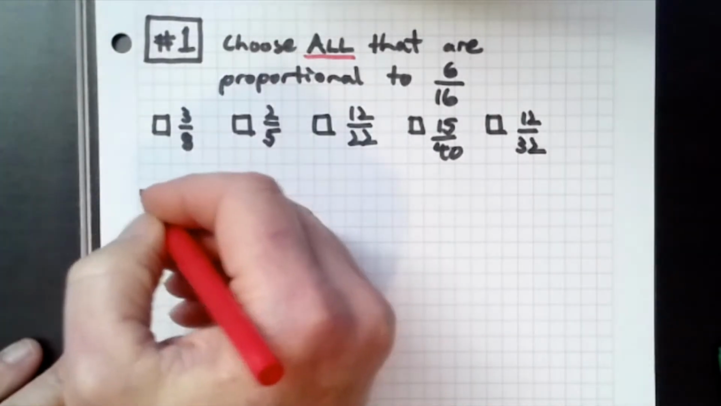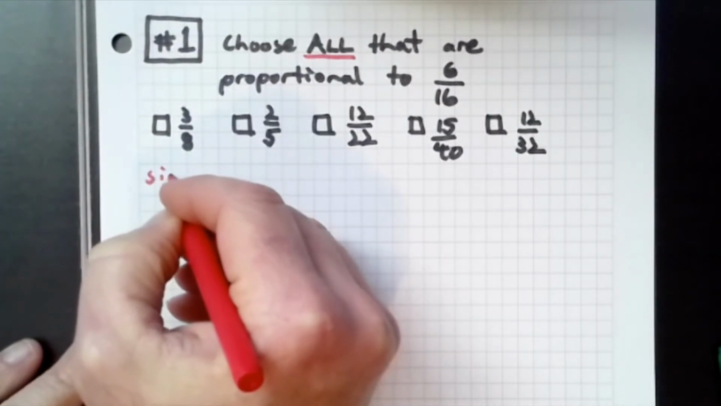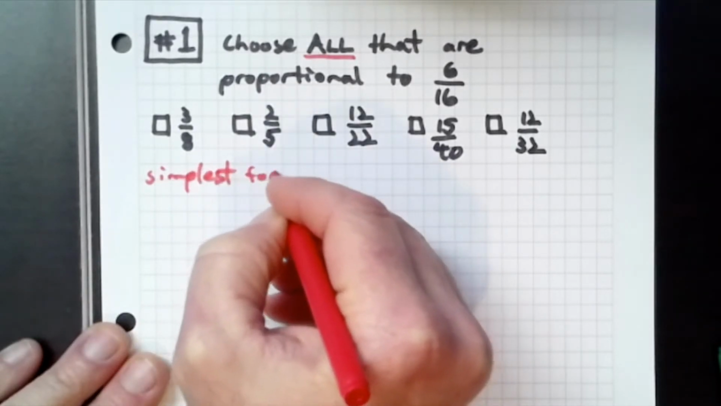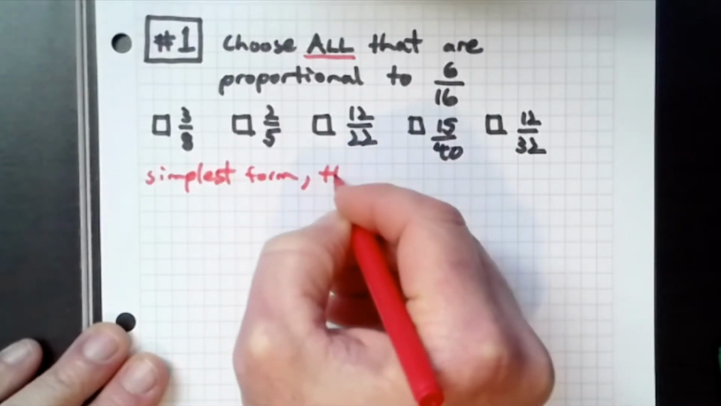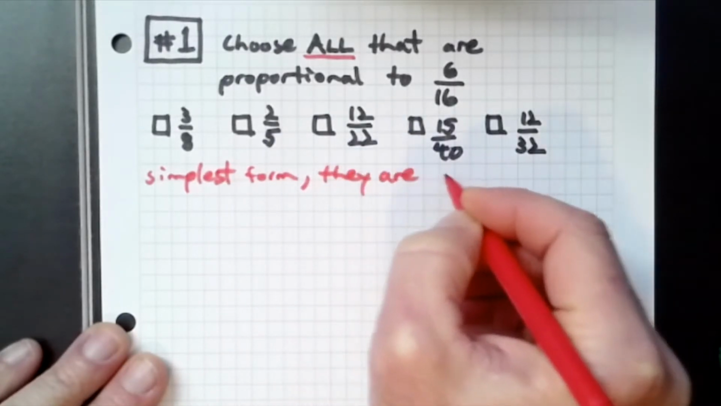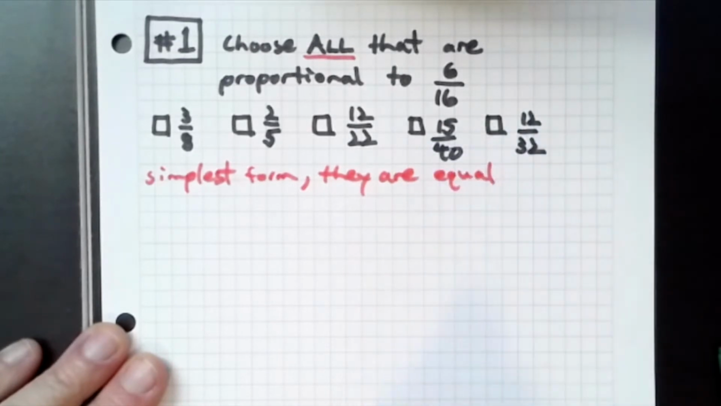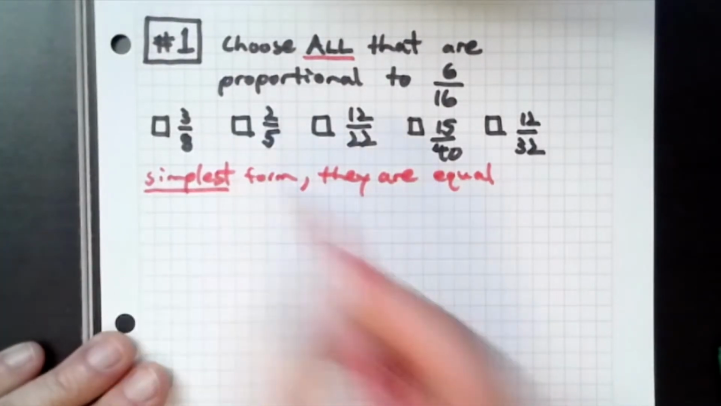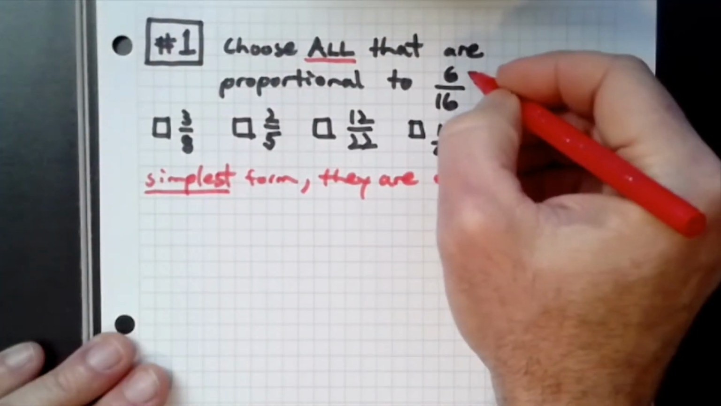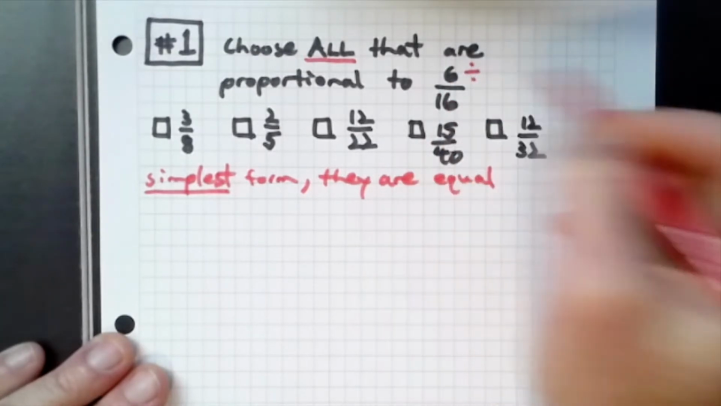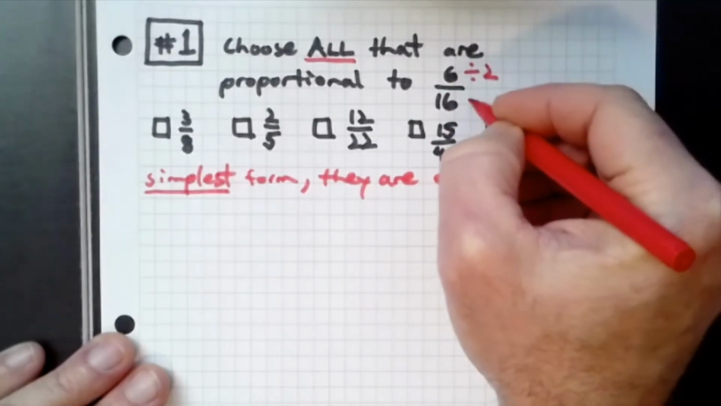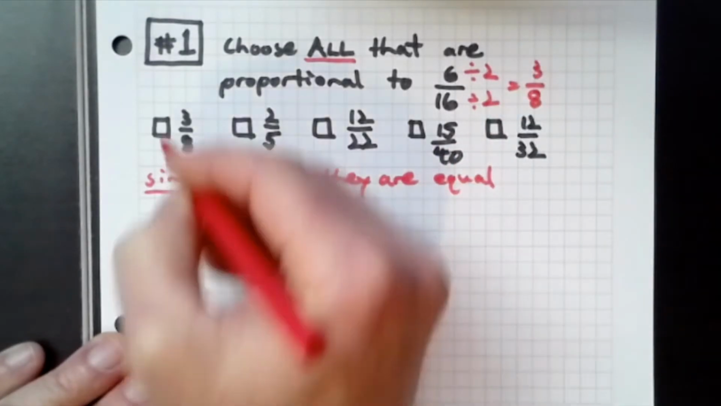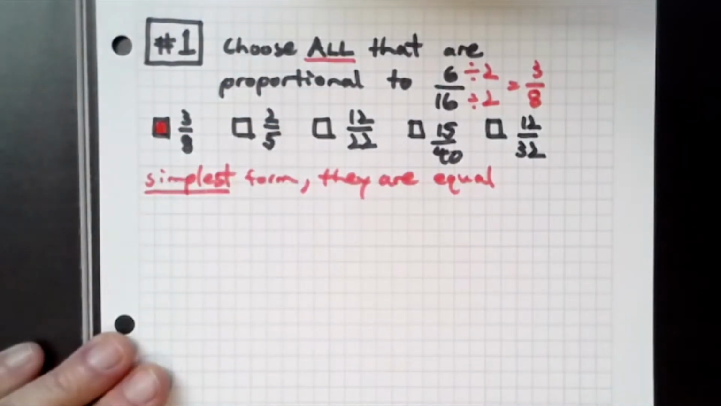Well, proportional, remember, means that when two or more fractions are in simplest form, they are equal. So one way to deal with this is just simplify everything and see what they end up being. Put them all in simplest form. Okay, so let's get 6/16 into simplest form. If we divide top and bottom by 2, we get 3/8, and boom, right away we know that one is equivalent.